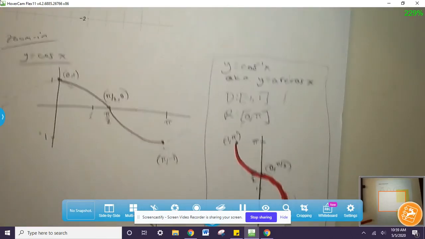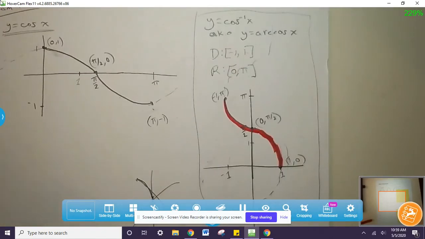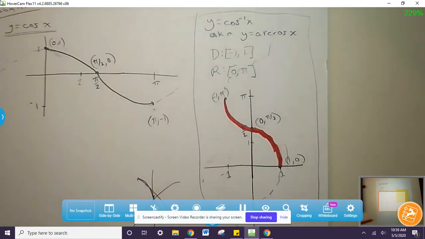Okay, so that's inverse sine and inverse cosine. We actually only have one more to do. We do inverse sine, inverse cosine, and inverse tangent. It is possible to do inverse cotangent, inverse cosecant, and inverse secant, but we don't do those in this class.